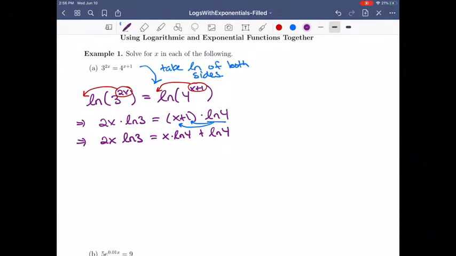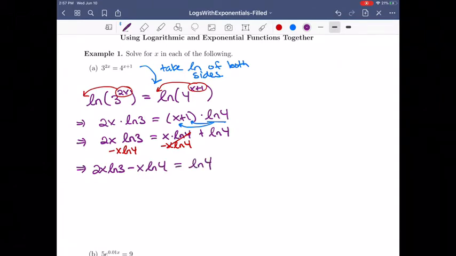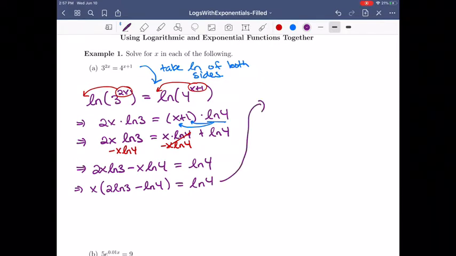Now we want to solve for x, so we want x's on the same side. So I'm going to subtract x ln 4 on both sides so that it goes away on this side. So I have 2x ln 3 minus x ln 4 is equal to ln 4. Now I can factor out the x on the left because there's x in both terms. So I get x times 2 ln 3 minus ln 4 is equal to ln 4. Okay, so if I divide by 2 ln 3 minus ln 4, I get x is ln 4 divided by 2 ln 3 minus ln 4.